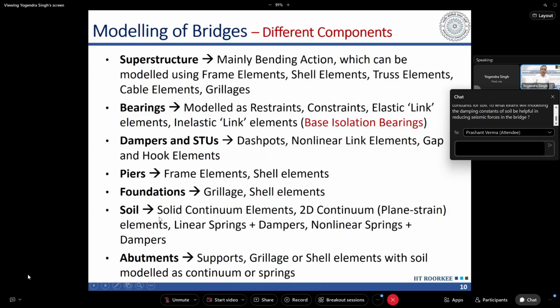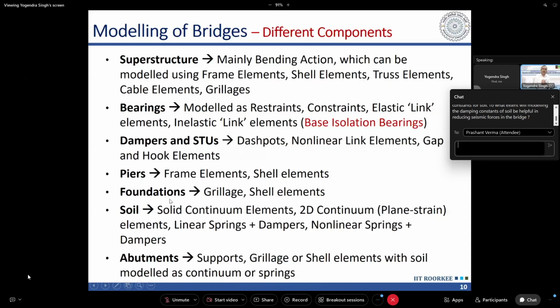So in some cases we need to model soil also, but in most of the cases the deformation which is caused due to soil is much less in comparison to the deformation caused due to the other components of the bridge. So in that case, we can ignore the effect of soil and we simply fix our structure at the base of the pier, just at the top of the foundation. But if we want to have a more realistic analysis and we are not sure about how much the soil is contributing, we can model soil also along with the structure.